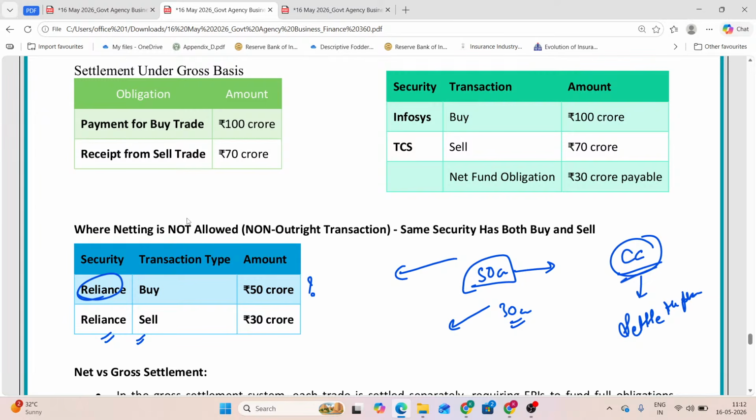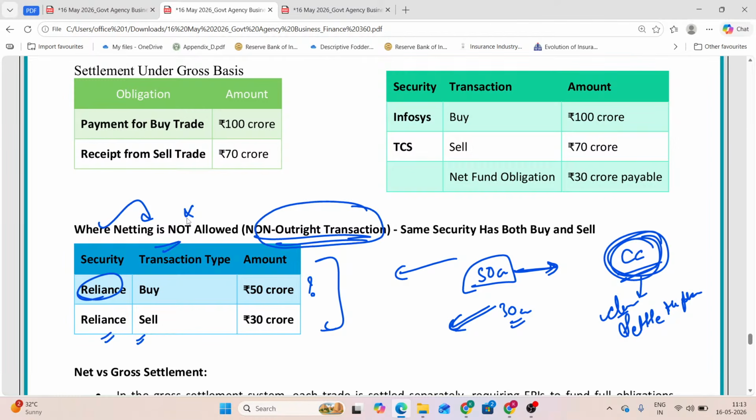Okay, so the clearing corporation is the one that is clearing and settling the transaction. You will have to pay 50 crores to the clearing corporation. You will get 30 crores from the clearing corporation for your non-outright transaction, because here you are buying and selling the same security. So here the netting is not allowed. For non-outright transactions, net settlement is not allowed. That means gross settlement will happen. You will have to pay the amount that has to be paid, and collect the amount that has to be collected.